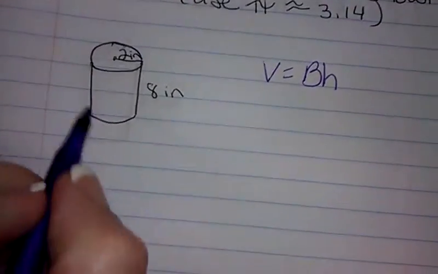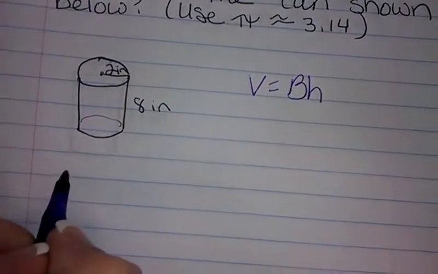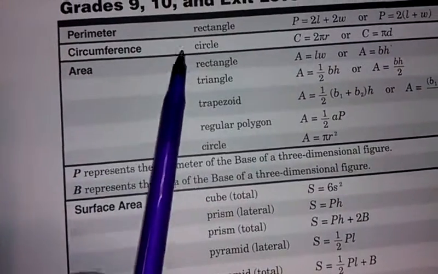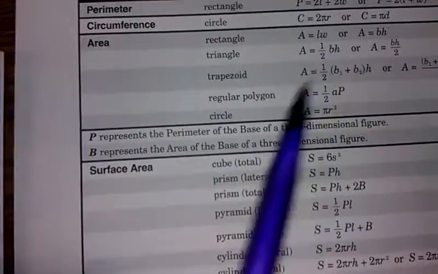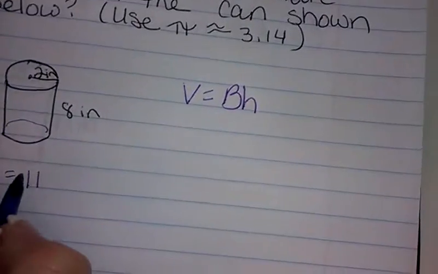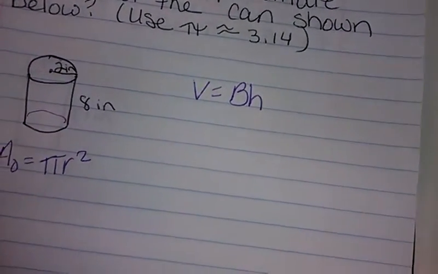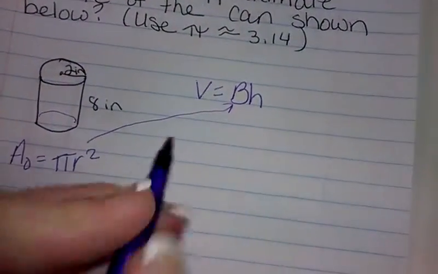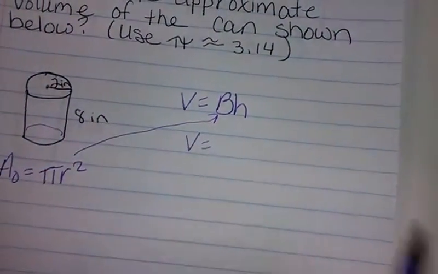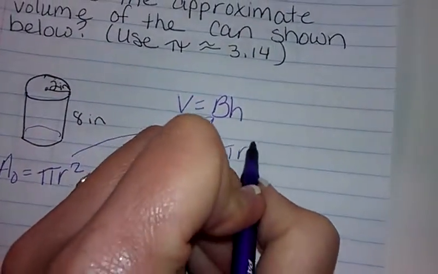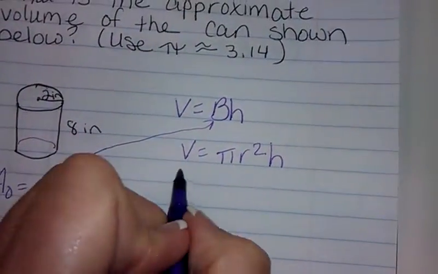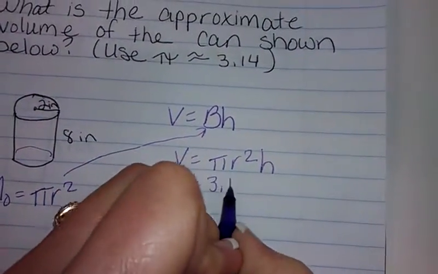So first off, the base right here is a circle. So in my circle, the area of a circle, if I look over here, area of a circle, right here, pi r squared. So I'm going to write pi r squared. I'm going to substitute it in there for B. So I have V, volume, equals pi r squared times H. Now it says that we're going to use 3.14 for pi.